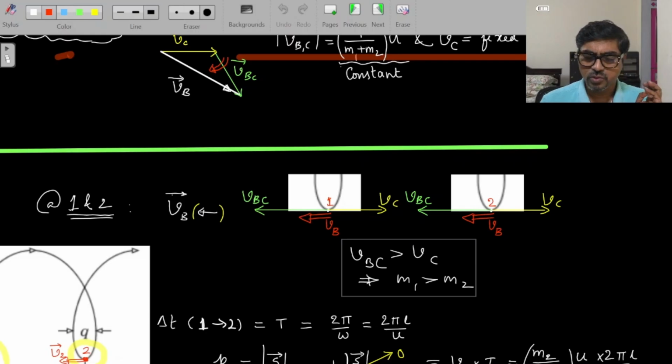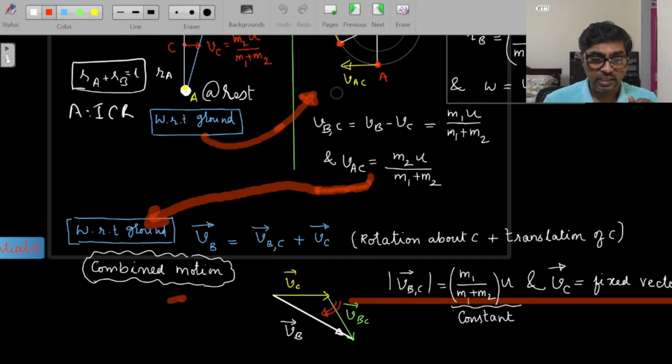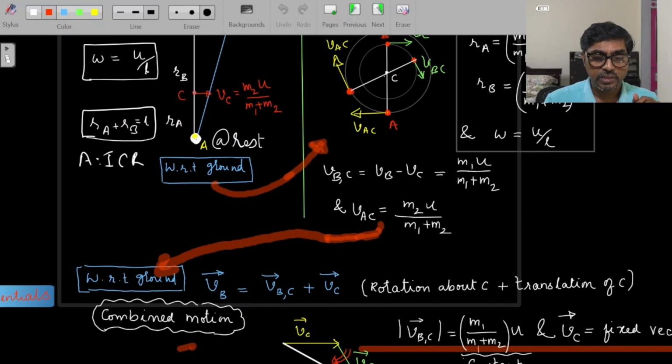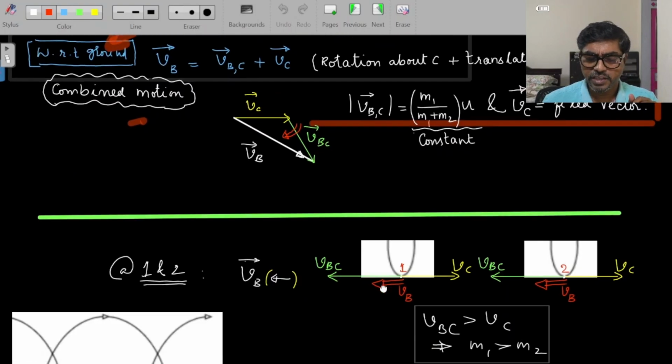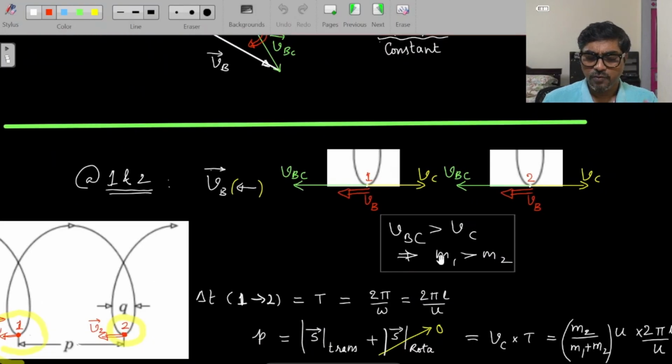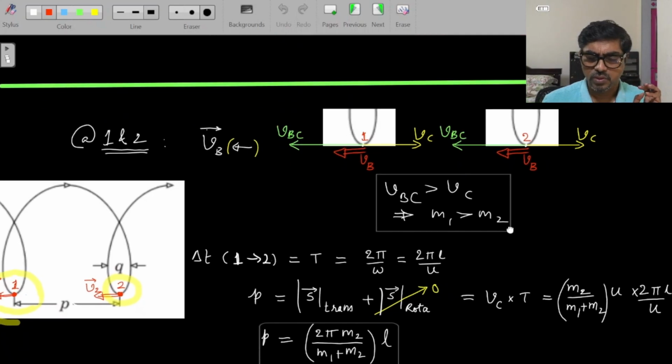In the same way, when it comes to point 2, it will be the same repetition because it's a periodic movement. After certain equal intervals of time, you see that the motion is going to be repeated the same. So VBC is more than VC, but VBC depends on M1, VC depends on M2. We have seen it already. You can go back and see, VC depends on M2, whereas VBC depends on M1. So when you take the ratio, it will only be M1 and M2. VBC greater than VC means M1 is greater than M2. So that's the point we got.